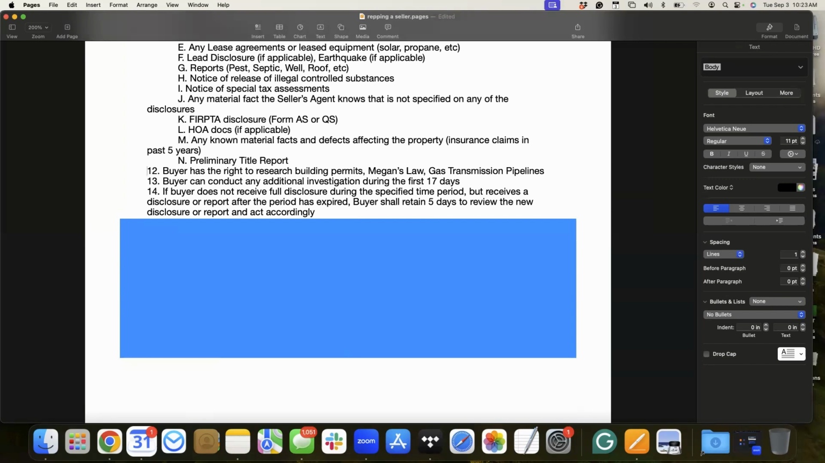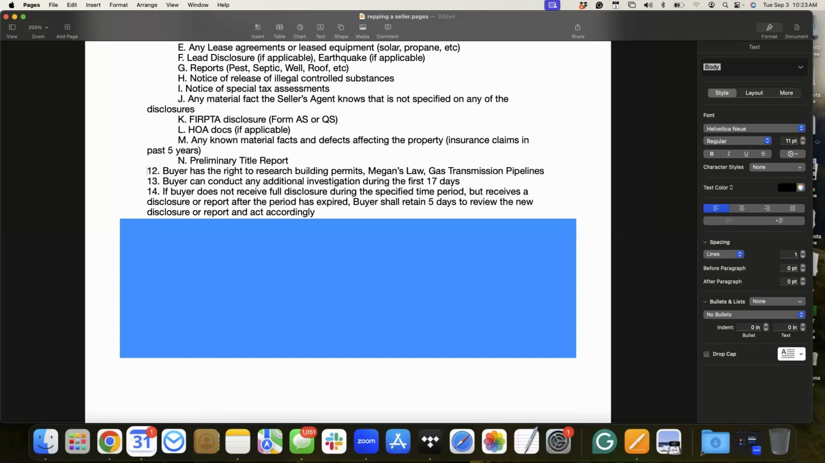Okay, the buyer has the right to research building permits, Megan's Law, gas transmission pipeline. So I just put that in there because that's not a seller requirement. It's in the contract, but it's the buyer. You need to let the seller know that the buyer can conduct any additional investigations during those first 17 days, right?